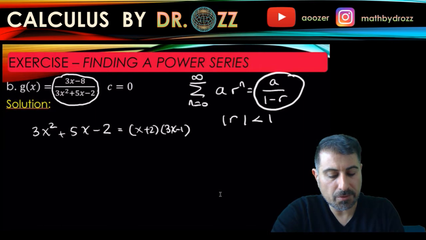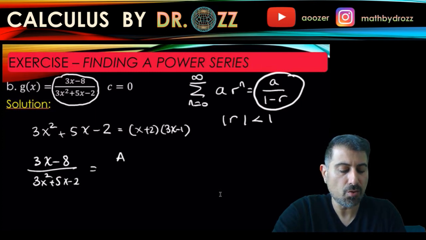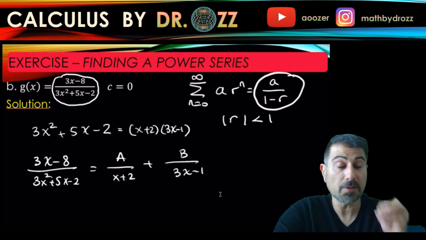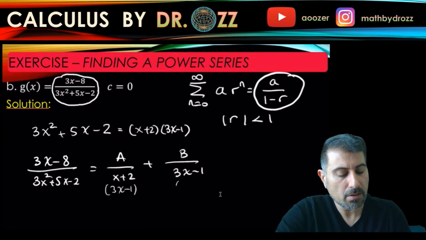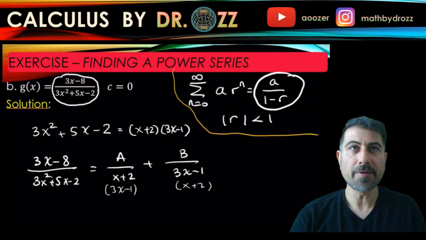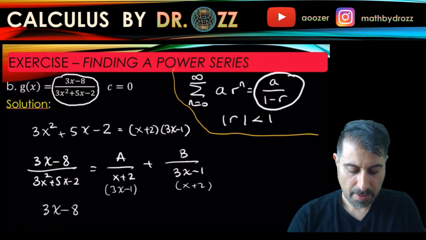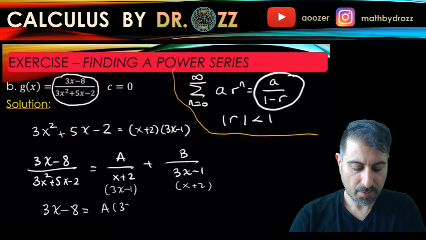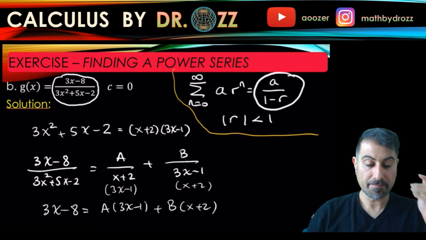So what I'm going to do here is look at the partial fraction as a over x plus 2 and b over 3x minus 1. Okay, let's find a common denominator. So, all right, let's rewrite this: 3x minus 8 equals a times 3x minus 1 plus b times x plus 2.